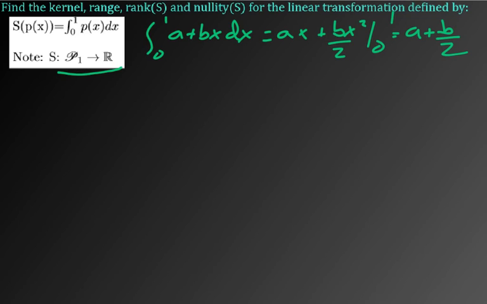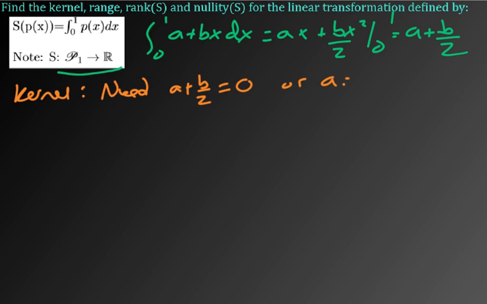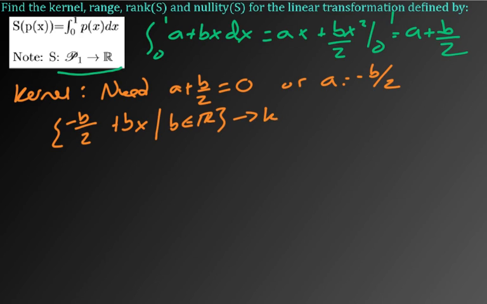And so if we're talking about the kernel, then we need a plus b over 2 to equal 0, or just a to equal minus b over 2. So the set where you get linear functions of minus b over 2 plus bx, such that b is some real number, is the kernel. And this thing has dimension 1, right?